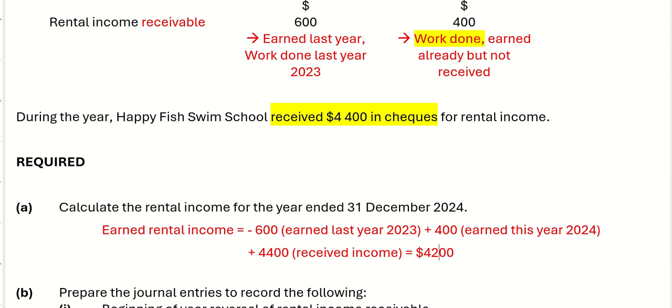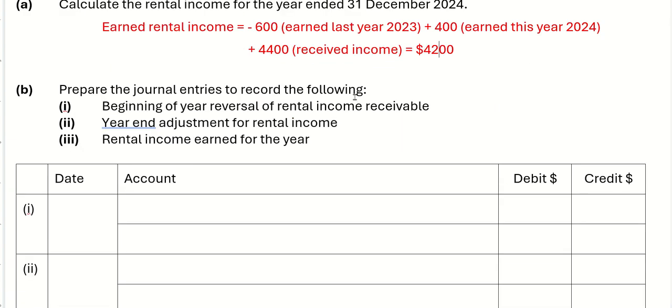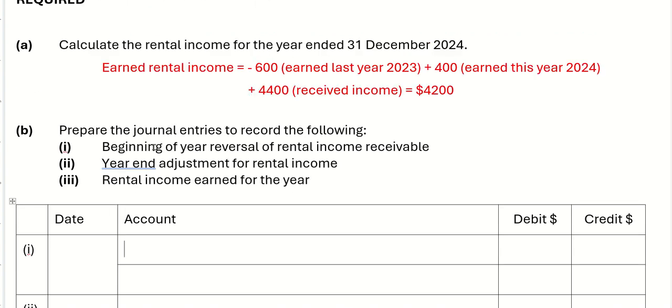So who's the goofy? All right, so prepare the journal entries. Now, how do you prepare the journal entries? Have you done this already? Okay. You're pretty sure it's wrong, so can you check again? So let's check now. Prepare the beginning of the year reversal.